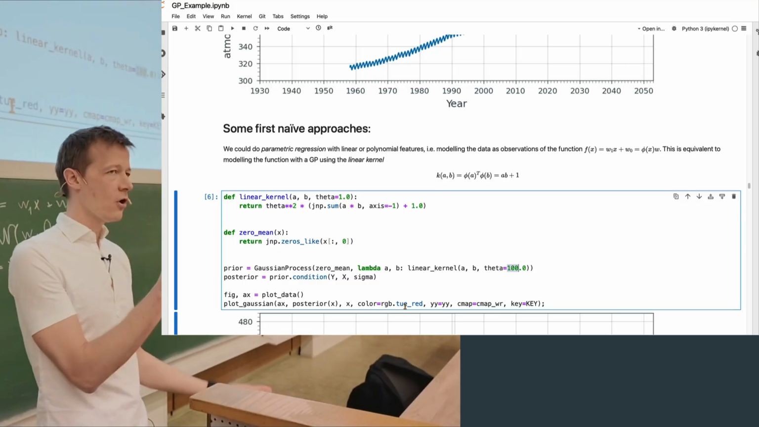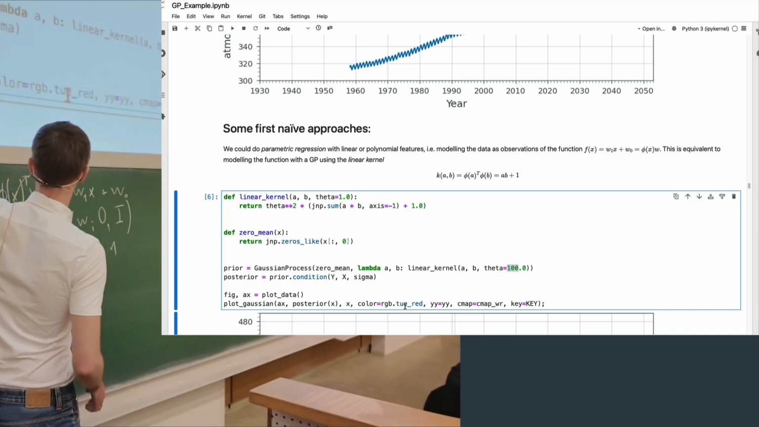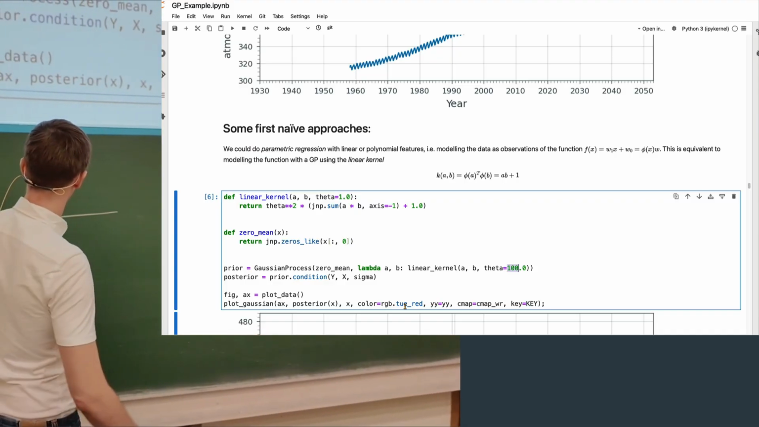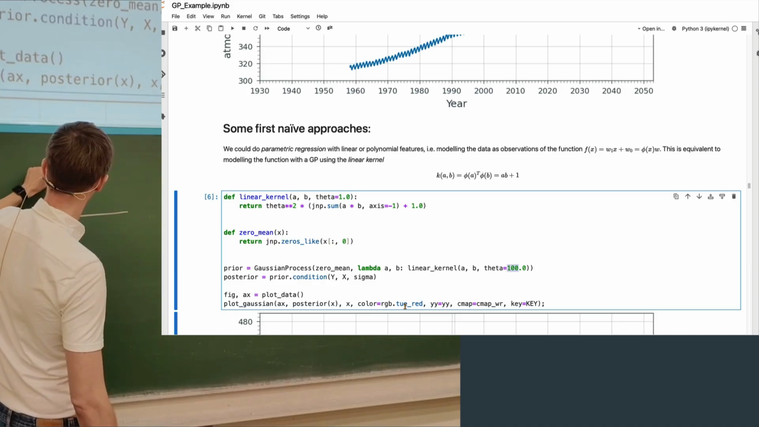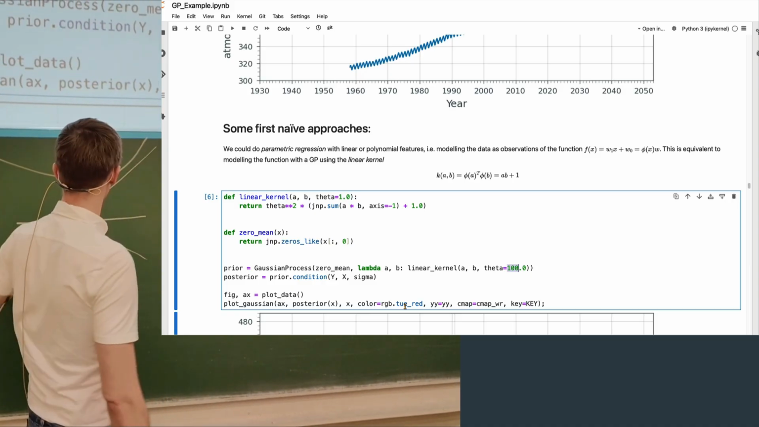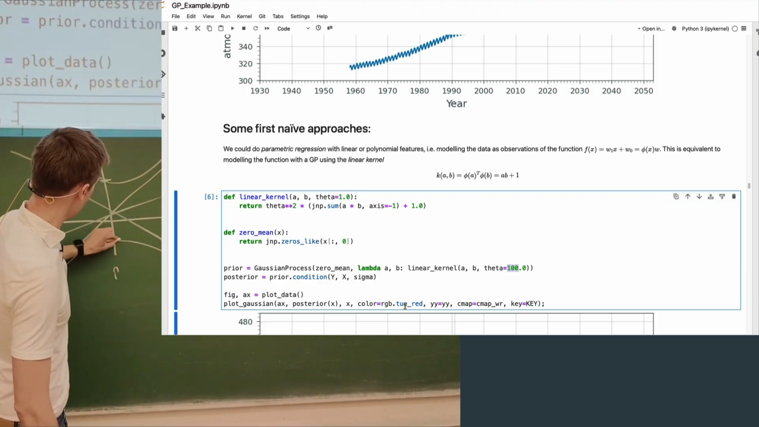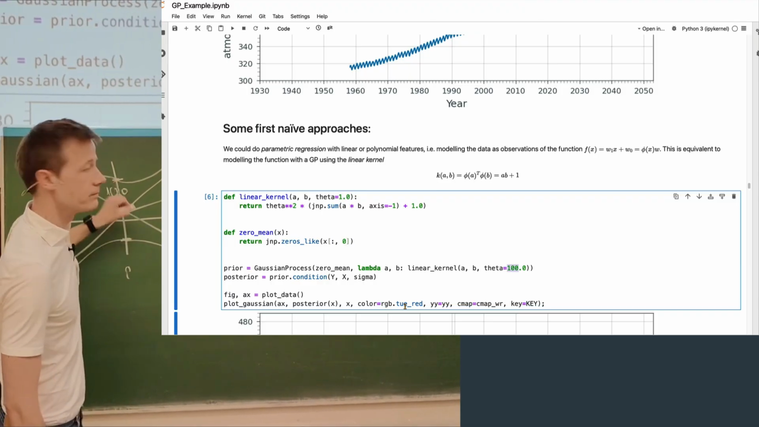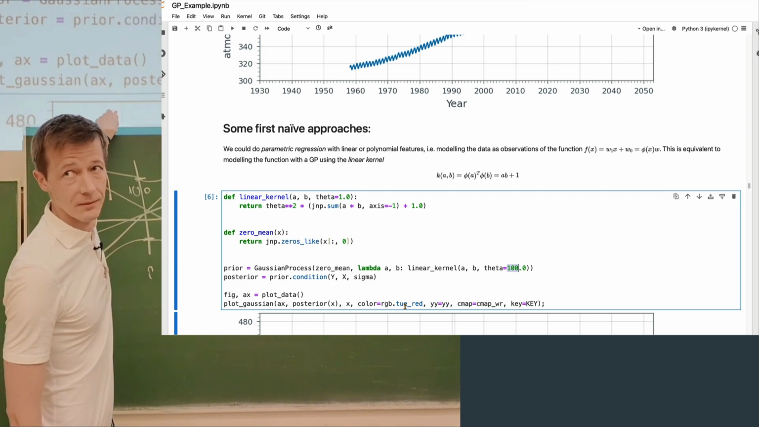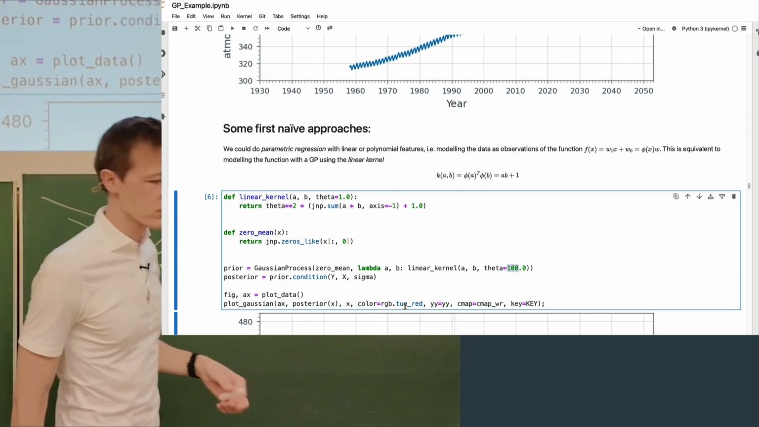If you would draw from this prior distribution, you would get something like around 0, some distribution that looks like this. Draws from this distribution would be linear functions. And the width of this here would be 100. That's where the 100 comes in. And the variance in their gains is also going to be 100.